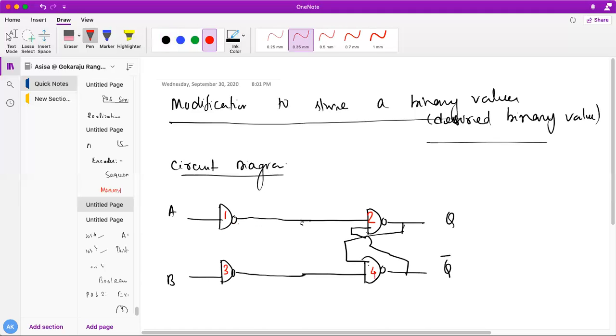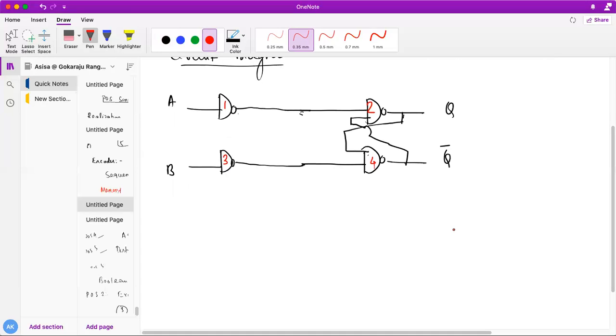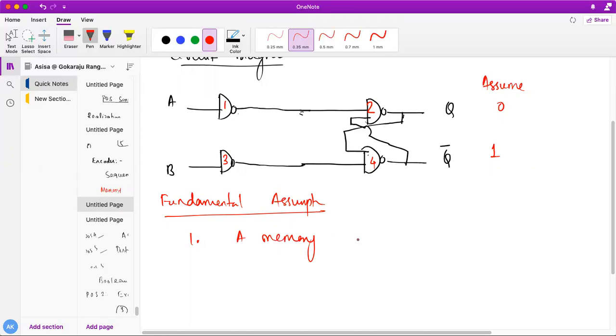Now in this case, whatever my desired value, let's say I'm going to store 0 now, and after some time I want to store 1. For that, initially every time you have some assumption. Let's say this is initially 0 and 1. Before that, you have to have some fundamental assumptions in order to analyze it. What are those fundamental assumptions? The first assumption is that a memory element contains 2 outputs.